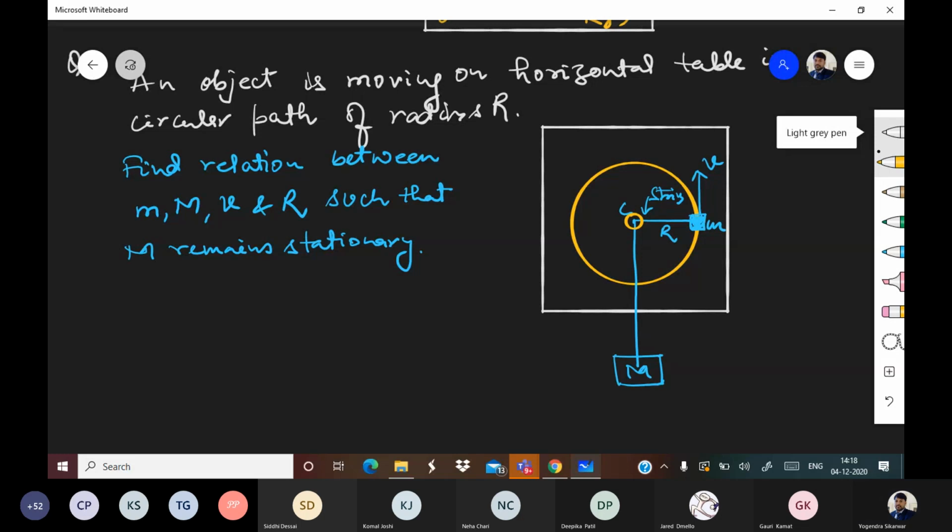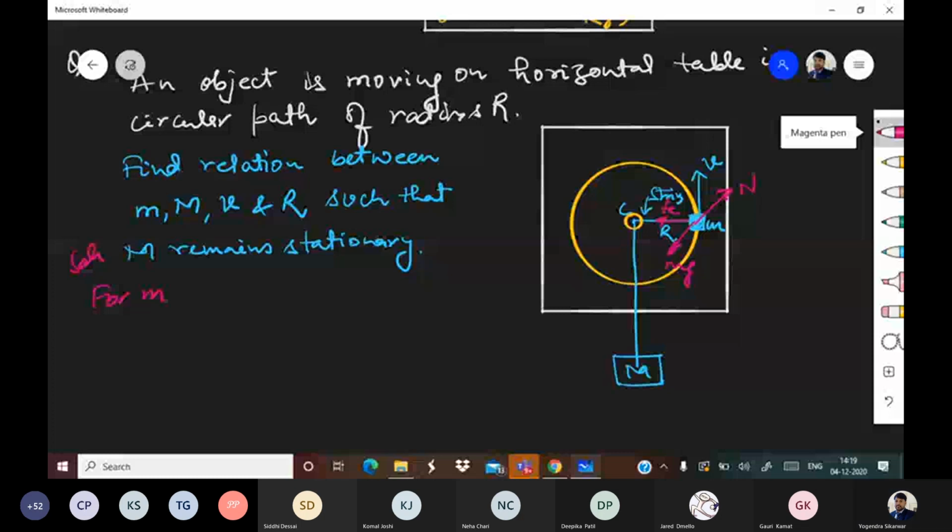Along vertical, what you can see is N minus small mg is equal to 0. This is equation number 1. Along horizontal, Fc is the centripetal force, and that is provided by tension in the string. So Fc is equal to mv square by r.